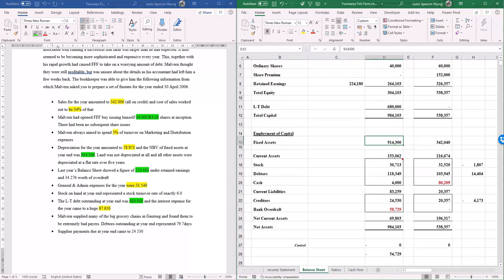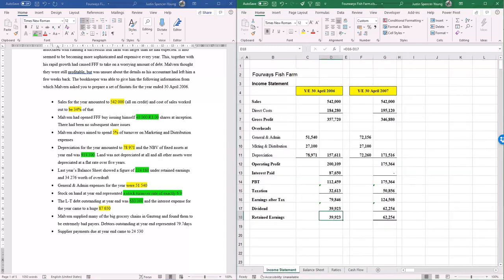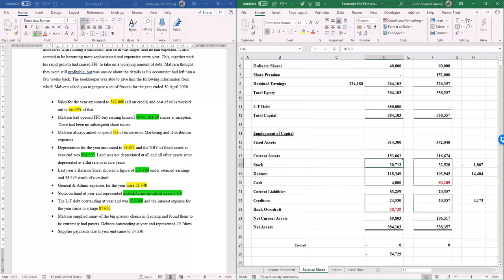All right, now we need some stock numbers. The stock on hand represented a stock turnover rate of exactly 6 times. All right, so we want to go to the income statement, and we want to take the direct costs and divide it by 6. And we're going to get a number, 3713. And that is your stock number. Stock turnover is how many times they sell their stock in a year.